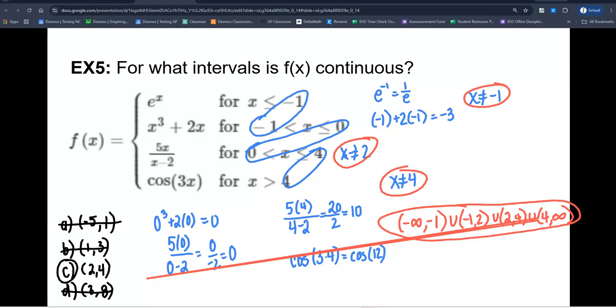So they may not ask you to write out the whole thing. They may ask you to choose one of these that gives an interval where you'll be continuous.